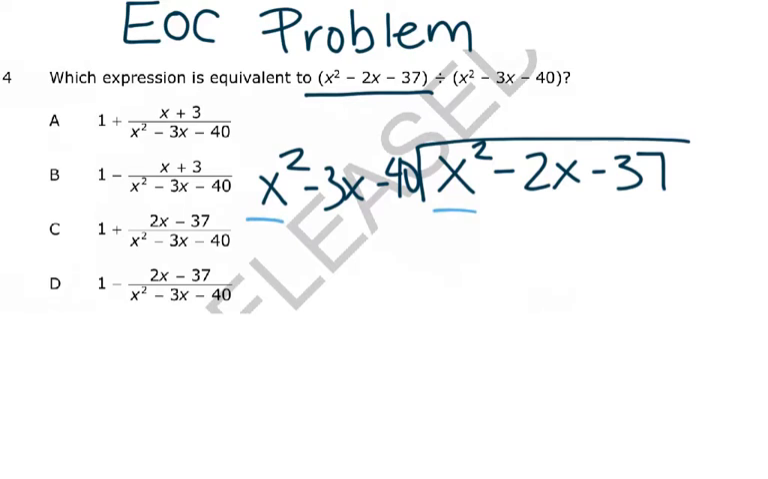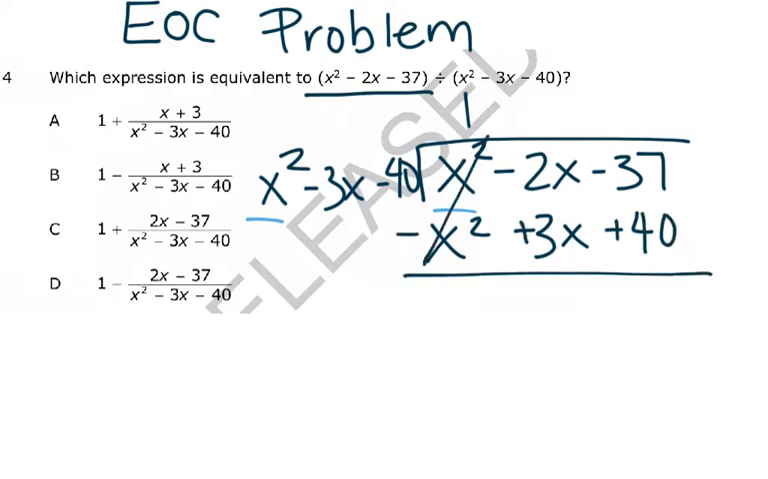We do the same steps, so look at the first 2 terms. What's the only thing you can multiply x squared by to get x squared? 1. Whatever we write up top, we're going to multiply by the divisor. 1 times x squared is x squared. 1 times negative 3x is negative 3x. 1 times negative 40, negative 40.